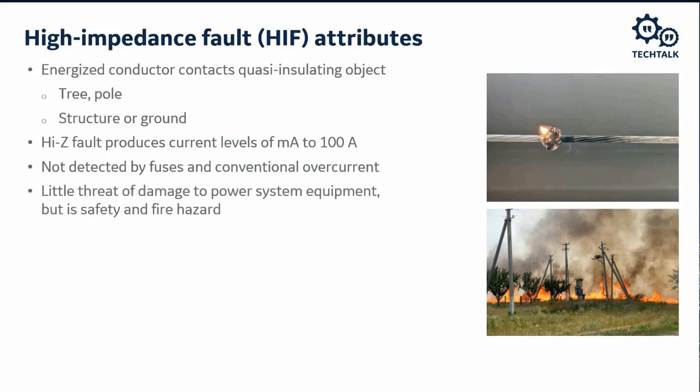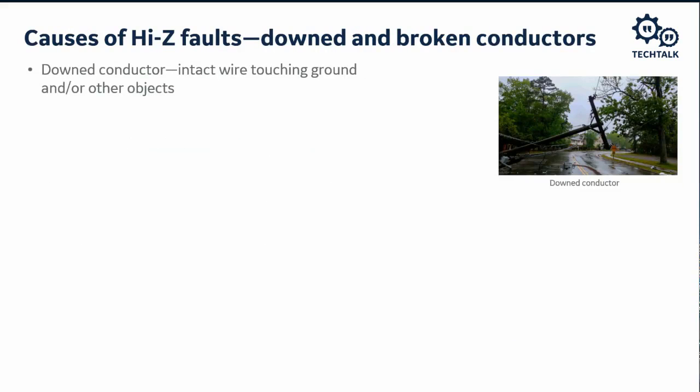There is little threat of damage to the power system equipment because these are small currents and are transient. But these events are a safety and a fire hazard. Line crews responding to downed and broken conductor events have seldom documented these on trouble reports. So it's quite challenging to detect HIFs, and it requires special methods combining multiple techniques. So let's explore some of the causes of high impedance faults from downed and broken conductors.